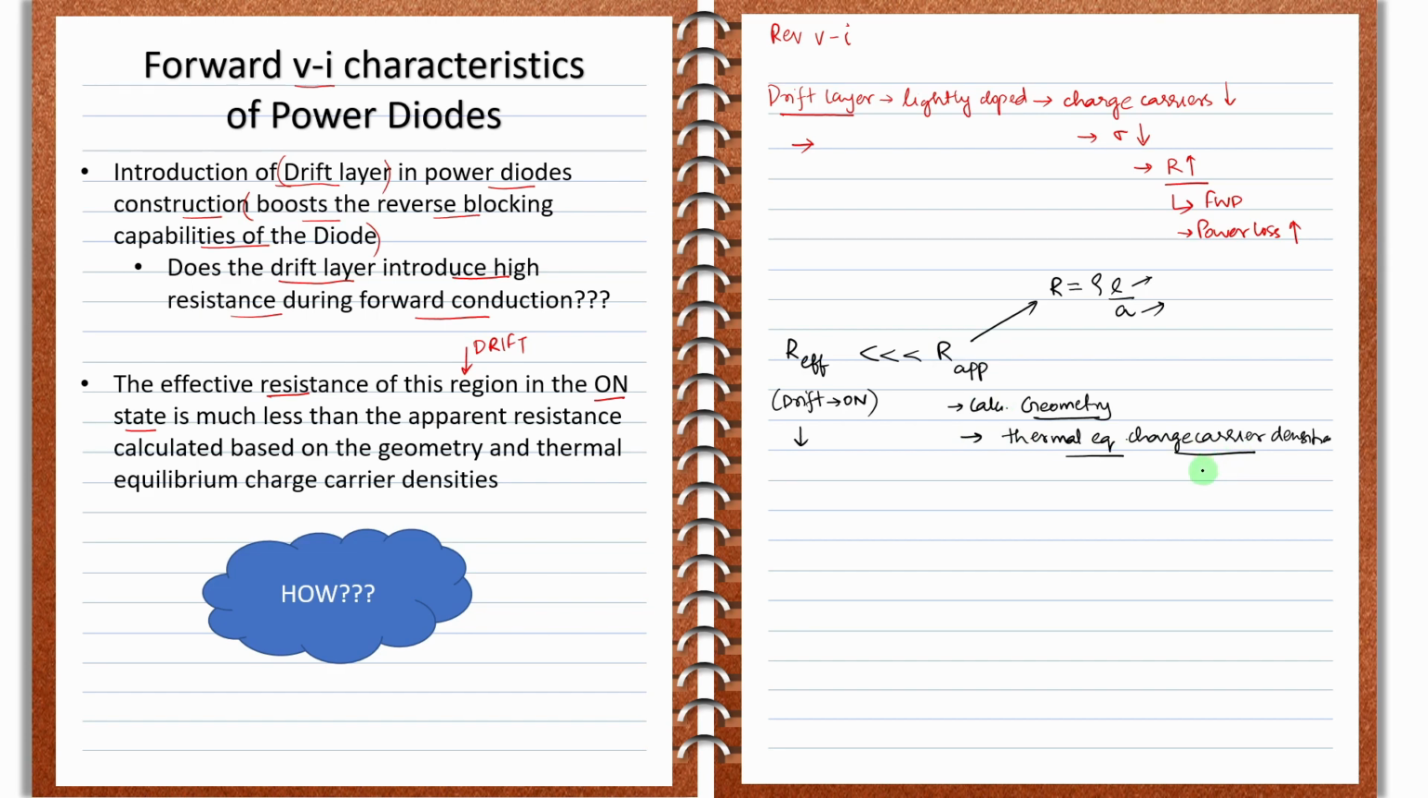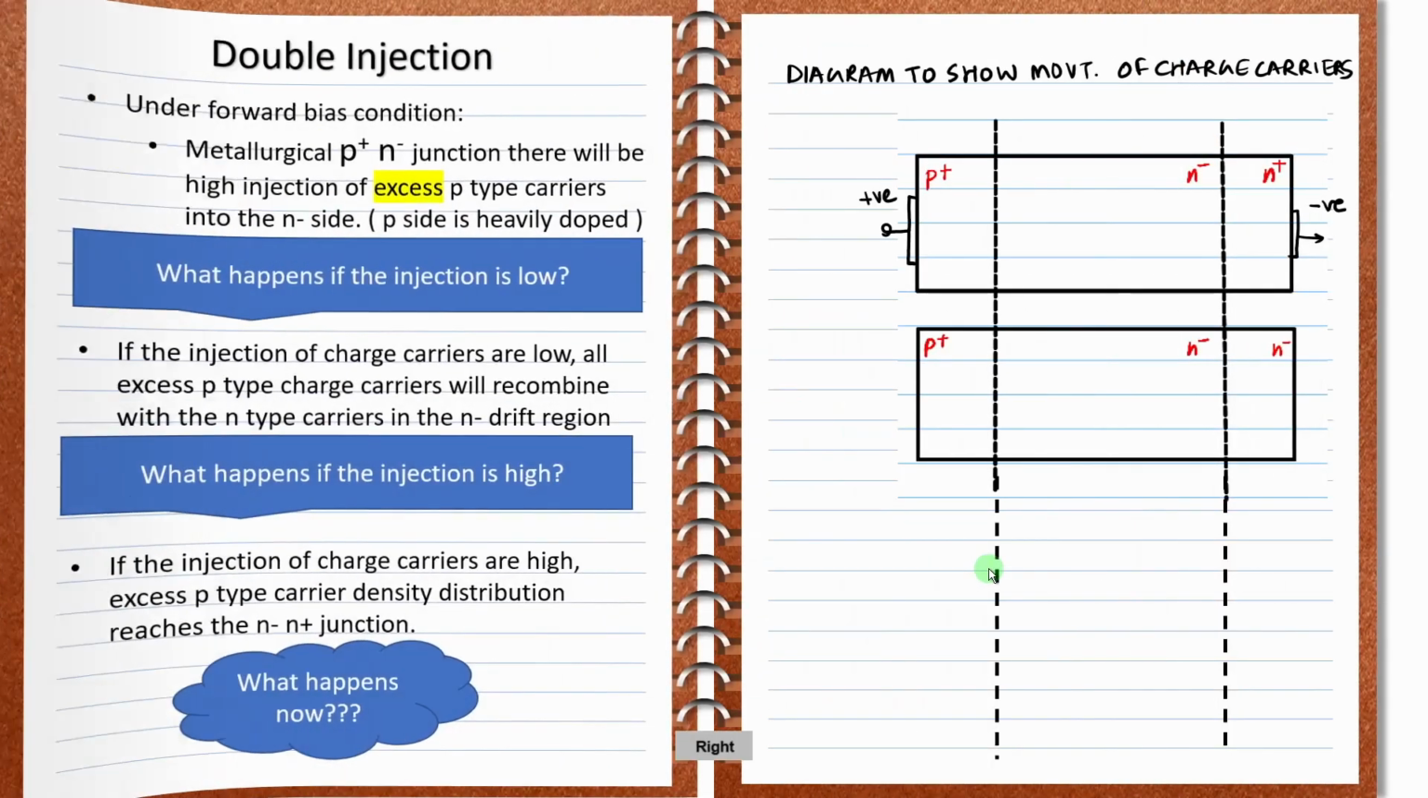Naturally, if you are having more charge carriers, the resistance would be less. So what they are telling here is that the effective resistance during the on state, that is the actual resistance, is much less than the apparent resistance that you calculate using this particular relation and the charge carrier densities in thermal equilibrium. So the answer is simple. The resistance will not be high, the resistance will be low during the forward state of the drift region. So how is this possible? That we have to see in the next slides.